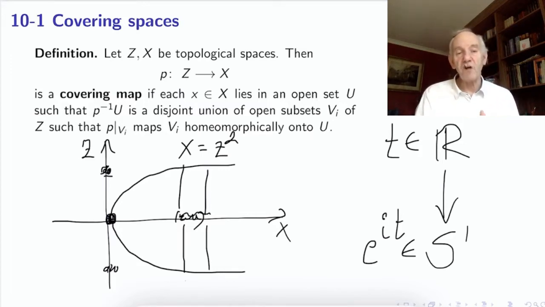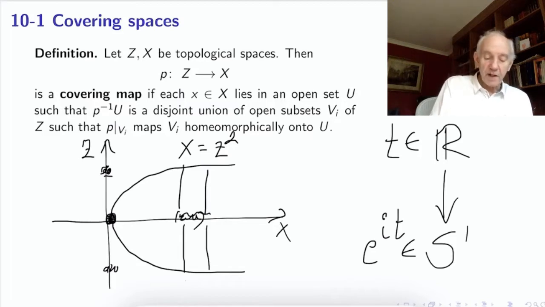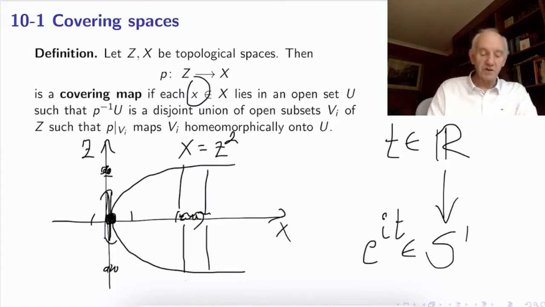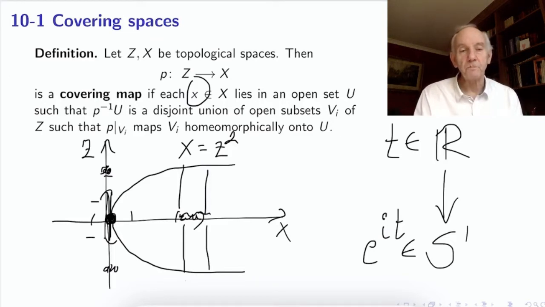But if I go around the origin, if I take my point x to be the origin, then there is no such neighbourhood. If I take the inverse image of any open set around the origin, I'm going to get a single open set here, and the restriction of the map to this open set is not a bijection, because we have two values in Z that can go to the same value in X. So the problem is that the origin doesn't satisfy the condition.